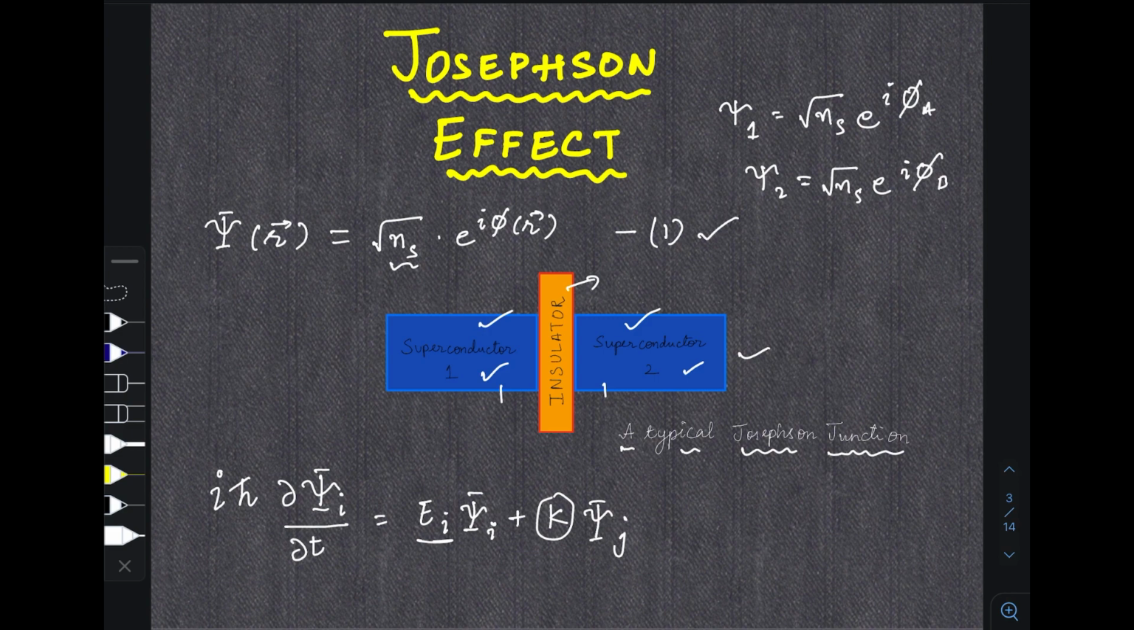Now if we consider the Schrodinger equation, you can see this is the usual Schrodinger equation, that is H psi is equal to E psi, but we can see that there is an extra term here which accounts for the coupling of the two superconductors. This coupling arises because of tunneling of Cooper pairs from one side of the superconductor to the other side. So that is accounted by this term. K is the coupling constant.